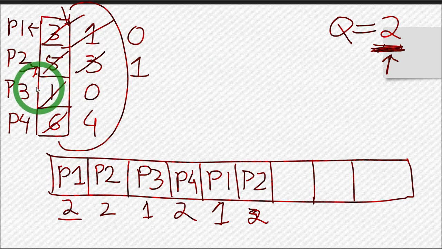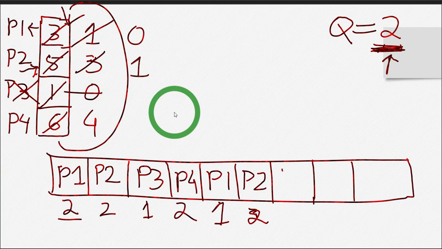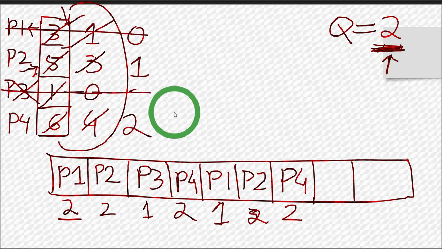Then we have P3, but P3 is not in the queue anymore. It's gone. Why? Because it has reached 0. Its service time is 0 now. And then we have P4, and P4 has 4 units of time. So 4 minus 2 is equal to 2. Right? 2 processes are gone from the queue. Now the queue will start again.